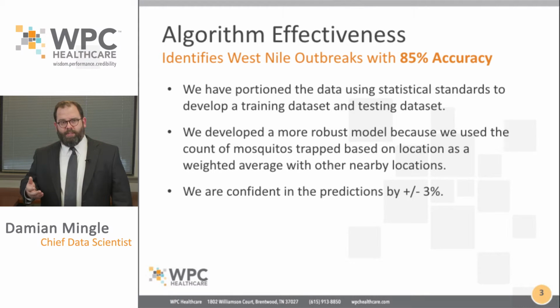We've done this using sound methods, some of which are listed here. We've partitioned the data using statistical standards to develop a training data set and also a testing data set. We've developed a more robust model because we've used the count of mosquitoes trapped based on location as a weighted average with other nearby locations. And we're confident in the predictions, plus or minus 3%.